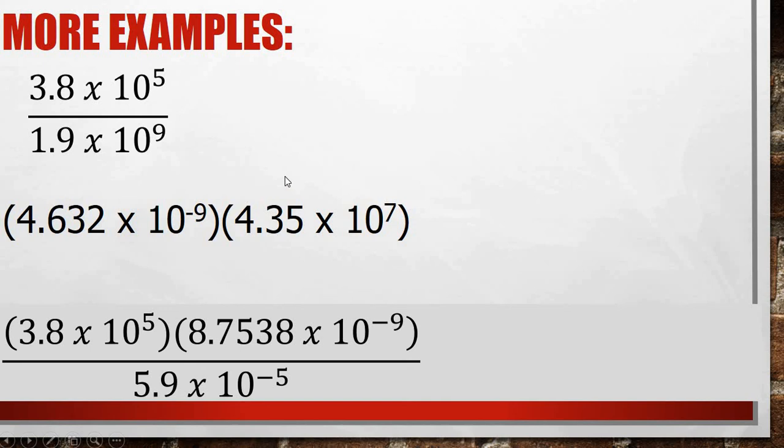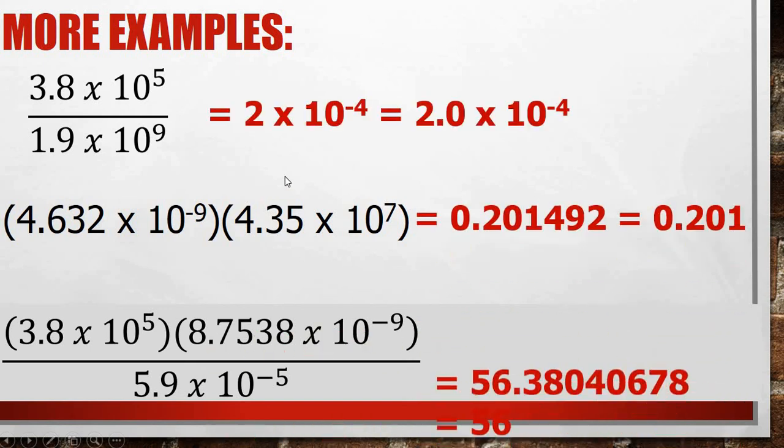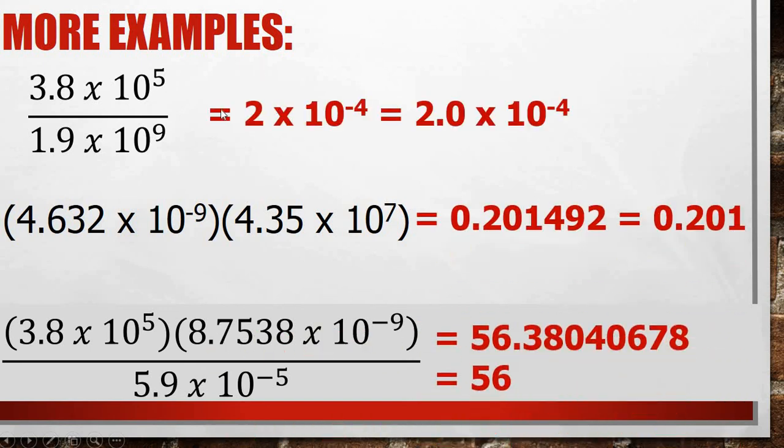All right, let's see how you did on these ones. Again, when you get your calculator answer, you've got to look and say, oh, how many significant figures do I have? Here's 2, so I need to put 2, even though my calculator only gave me 1. Here it gave me a whole bunch, but I only have 3 as my lowest, so I need to give only 3. Here 2, the 3.8 and the 5.9 tell me I can only have 2, so that's where the 56 came from.